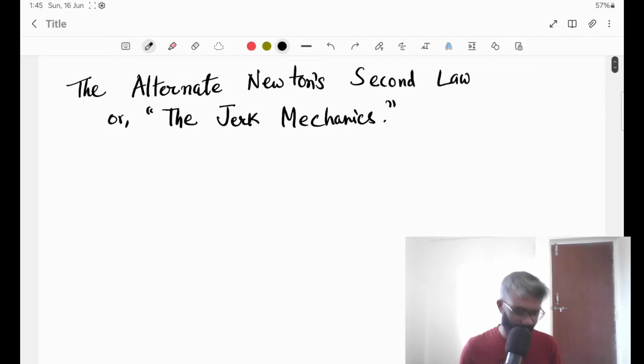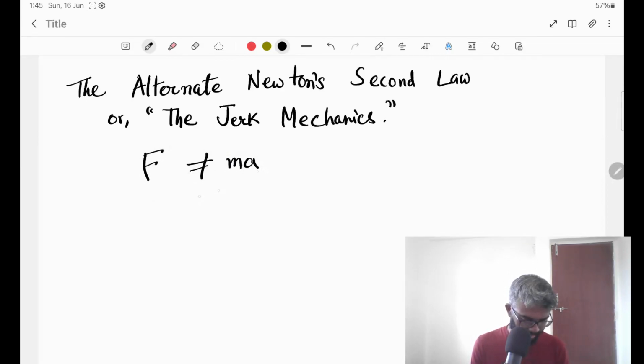Today we are going to talk about the alternate Newton's second law, or the jerk mechanics. Now, imagine there is an alternate reality where Newton's second law is given not by F equal to ma but by this equation: force is equal to mass into jerk. You might be thinking, what is a jerk?